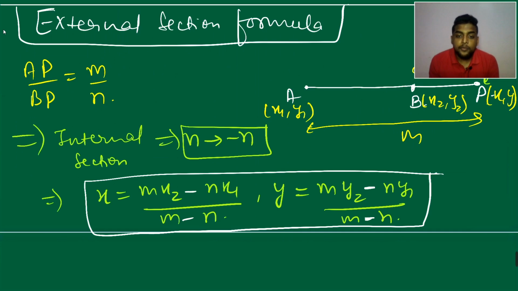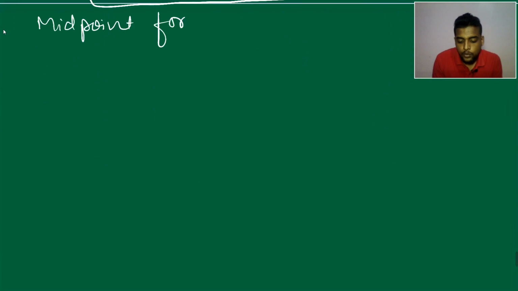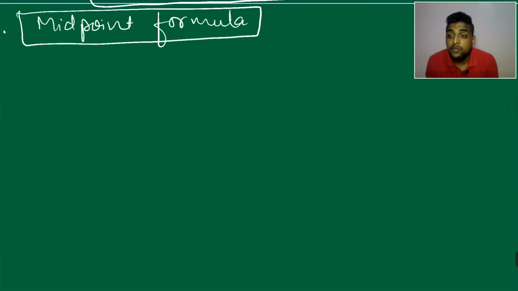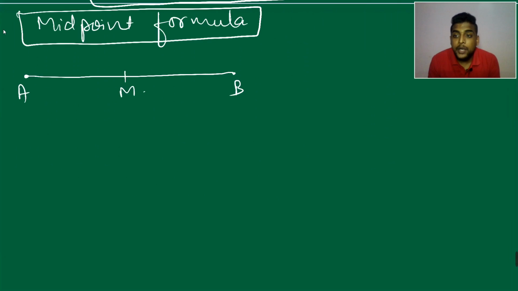Fine. We'll solve some questions regarding this. Before going to some problems, let us see a special case of the internal section formula, which is nothing but the midpoint formula. Suppose this is point A, suppose this is point B, and we have joined them, and this is M, the midpoint of AB. Now if M is the midpoint, then this side is equal to this side. And one more thing we can say is that M divides AB in the ratio 1:1. Any problem? No. Now what is A? A is x1 comma y1.